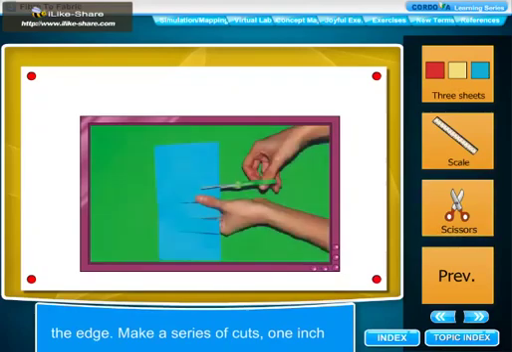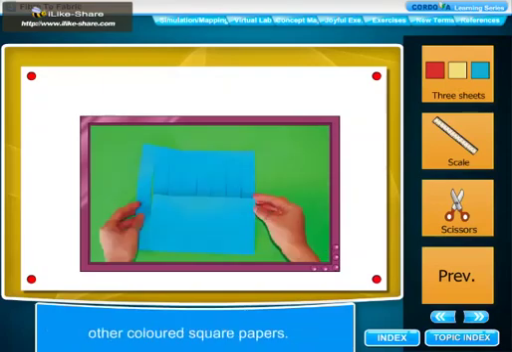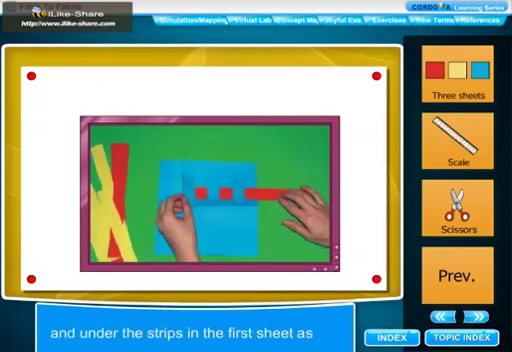Make a series of cuts 1 inch apart from the folded edge to this line. Cut strips of paper 1 inch apart from the other colored square papers. Take a strip and weave it alternatively over and under the strips in the first sheet as shown in figure. Weave the remaining strips one by one through the cuts in the sheet of paper.